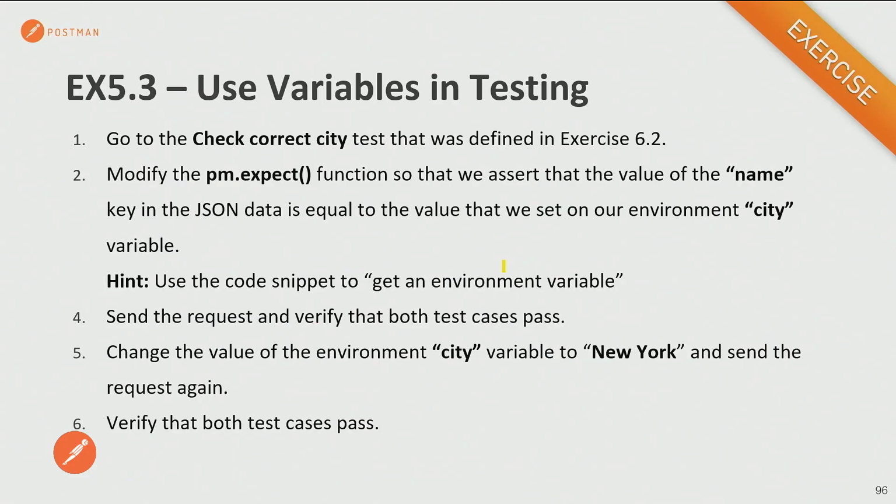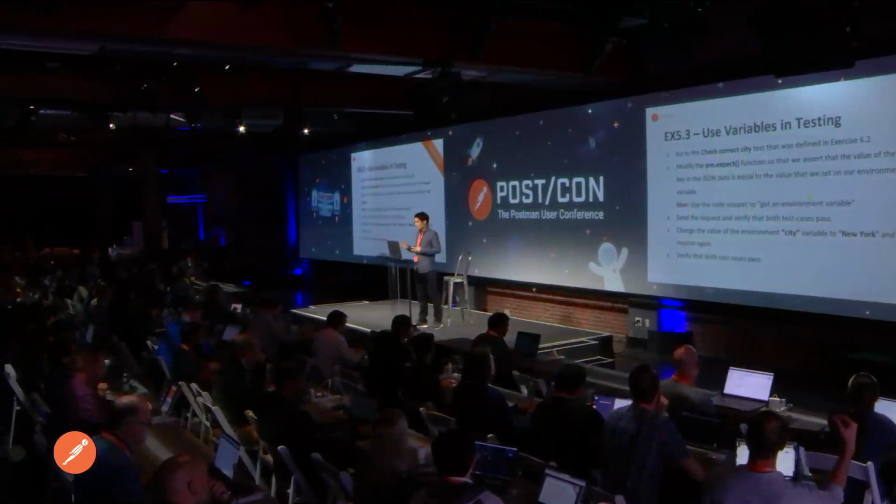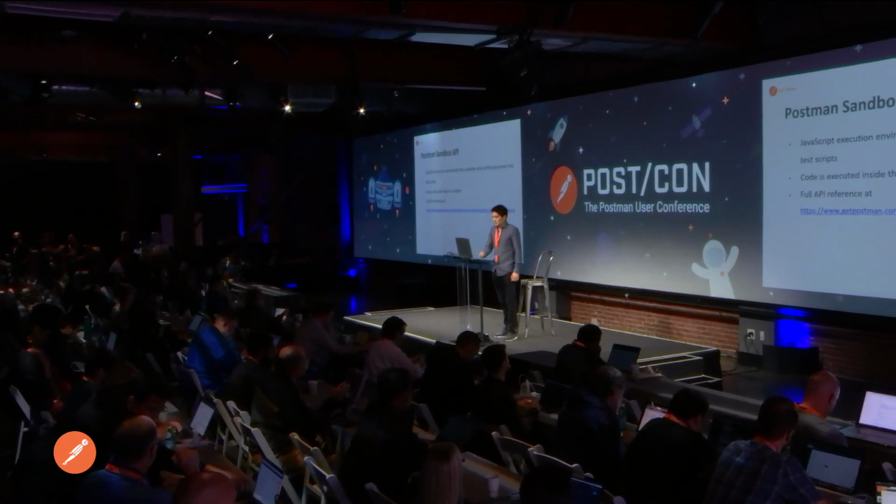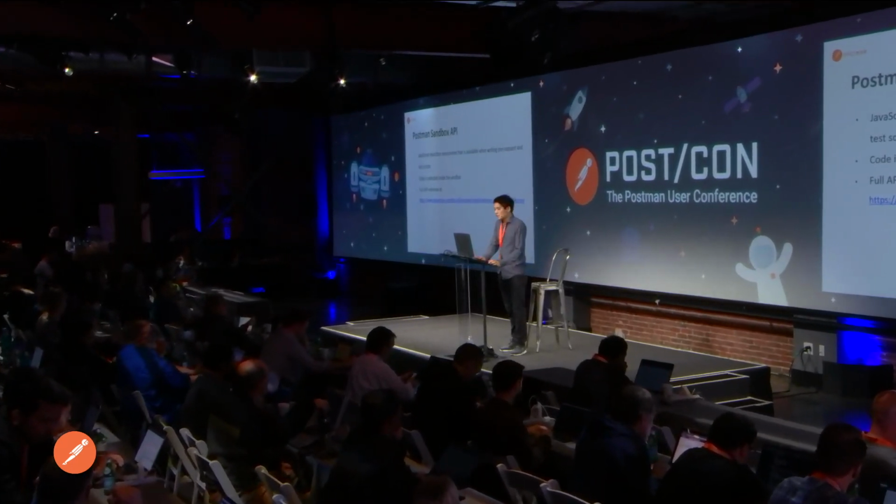So that is 5.3. In my instructions, I haven't specified the exact code that you need to put in. It's a little bit of a challenge to see if you can work that out. I've demonstrated the snippet, but it is also available in the exercise text file if you need it. OK. So that was our variables in testing.